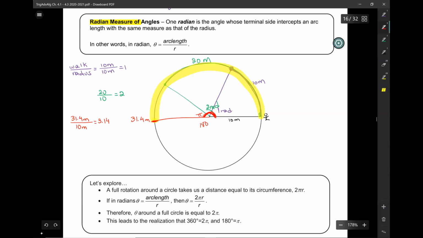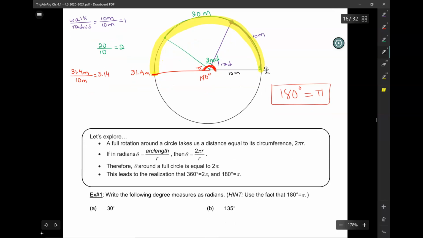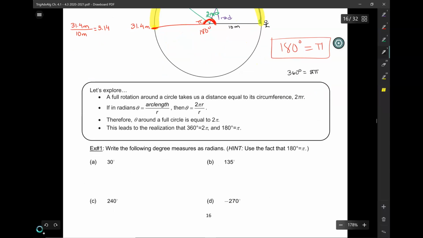In degrees, we know that to be 180 degrees. That fact is going to stay with us for the rest of this semester. That 180 degrees is equivalent to pi, because when you walk half the circle, you've made an angle of pi. So if you walk the entire circle, you cover 360 degrees or 2 pi. We're going to use that ratio in order to convert back and forth between degrees and radians.